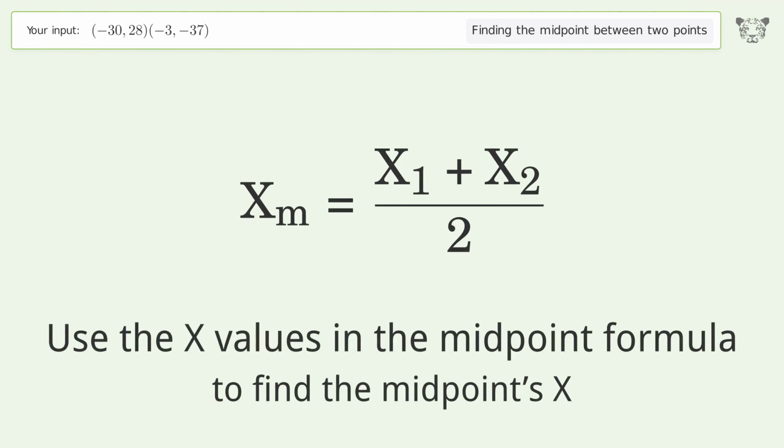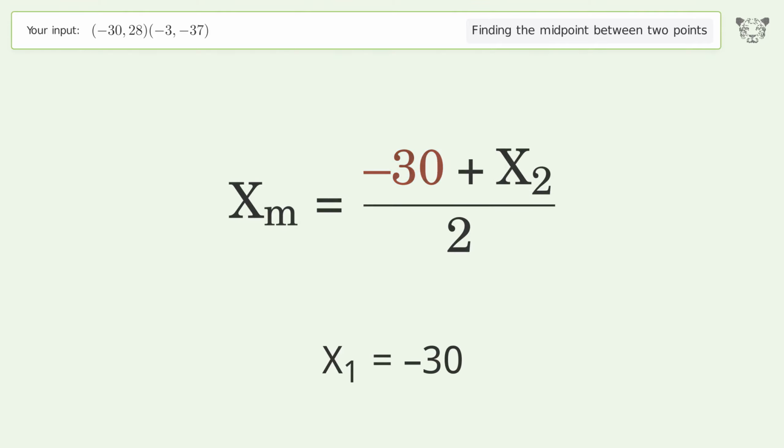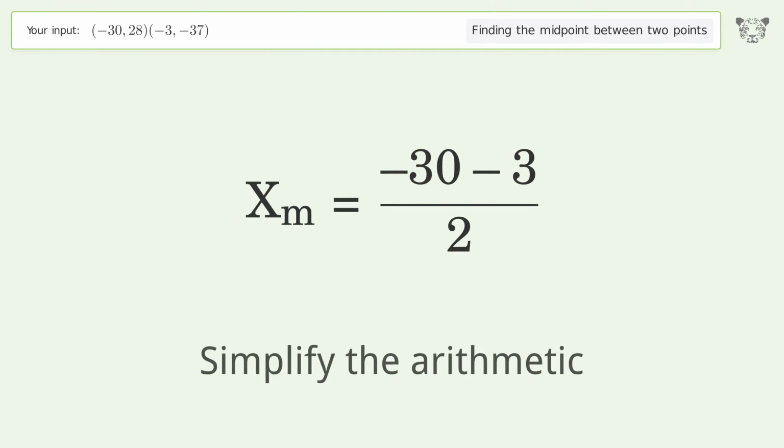Use the x values in the midpoint formula to find the midpoint's x. x1 equals -30. x2 equals -3. Simplify the arithmetic.